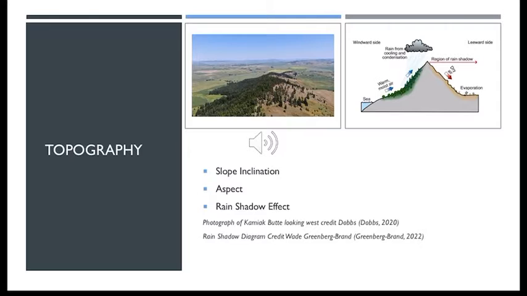Where there is less direct sunlight, there is a lush forest on that aspect. Where there is a lot of direct sunlight, there are not many plants growing on that aspect. The rain shadow effect creates a drier climate on Kamiak Butte through this separation.